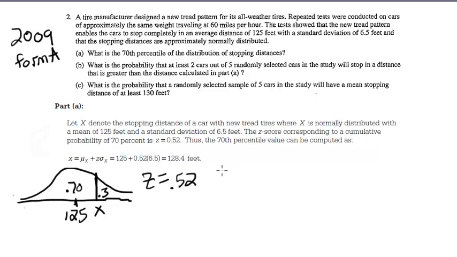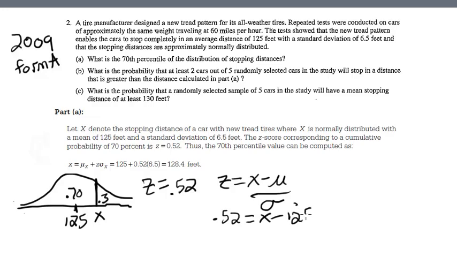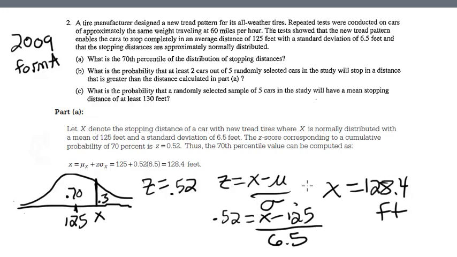And then I would have written the formula for the z-score, x minus mu over the standard deviation, and plugged in values: x minus 125 over the standard deviation, which is 6.5 feet, and then solved that for x, and they get that x is about 128.4 feet. So notice there's nothing really wrong with their answer per se.